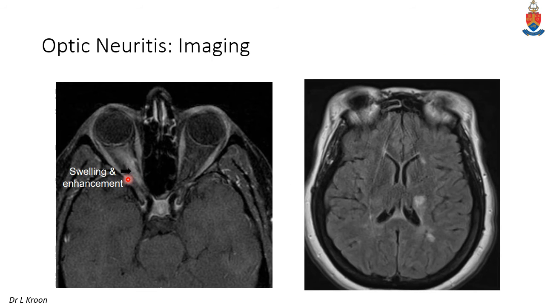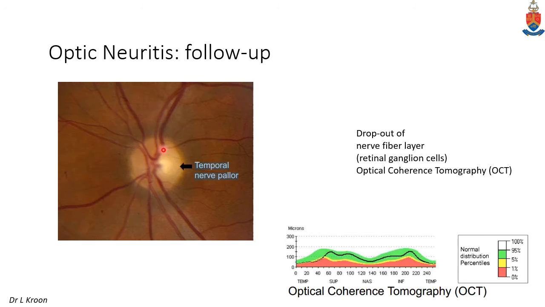The typical MRI in optic neuritis shows swelling of the optic nerve and enhancement of the, what we refer to as, the fat-sat axial imaging of the orbits. And then in a patient with either MS or who is at risk of MS, there will also be periventricular white matter lesions. Now on follow-up, there's often the development of temporal pallor or diffuse disc pallor, and this is due to a dropout of the nerve fiber layer, which represents retinal ganglion cells. And these are interrupted by an optic neuritis.